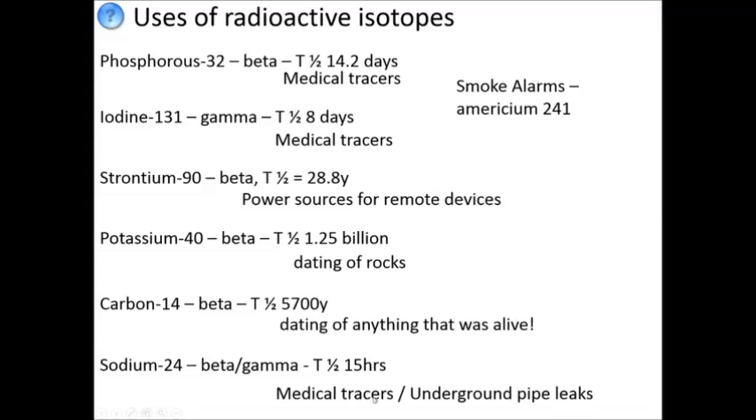Sodium-24 can be a medical tracer, and is also used for finding leaks in underground pipes, putting it into maybe water sources, etc. So a low half-life. And the humble smoke alarm, americium-241, uses an alpha source. So again, in your background reading, just have an appreciation of the different uses of different radioactive isotopes.